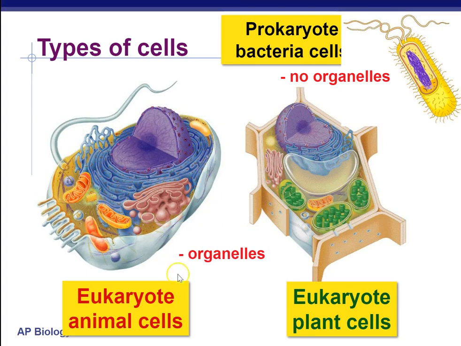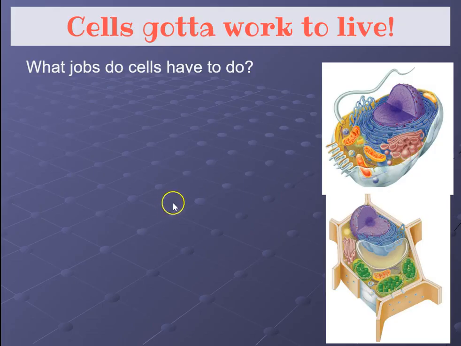And our eukaryotic cells are going to have more organelles. They're very complex compared to our prokaryotic cells. So now we are moving on to how cells work in order to live. This is what jobs do cells have to do.